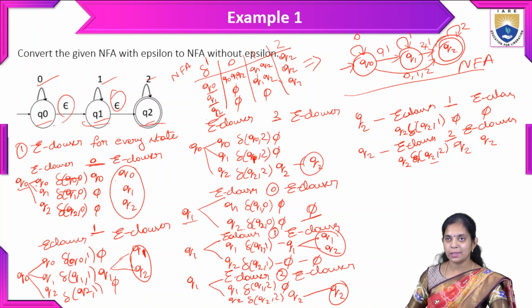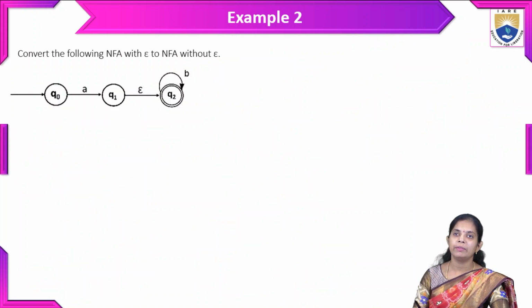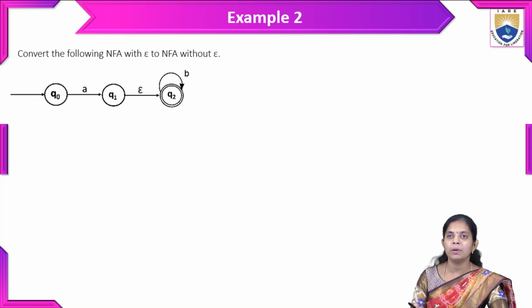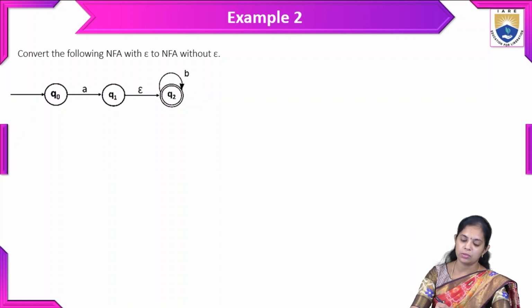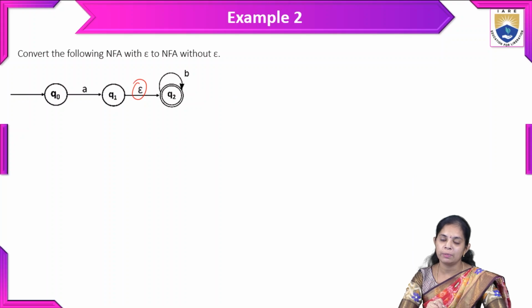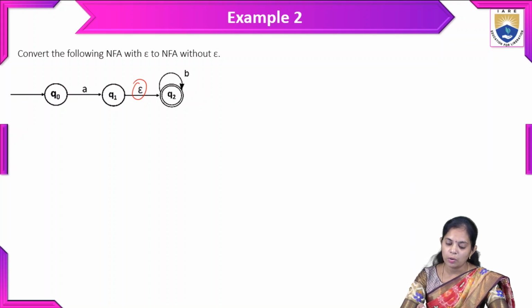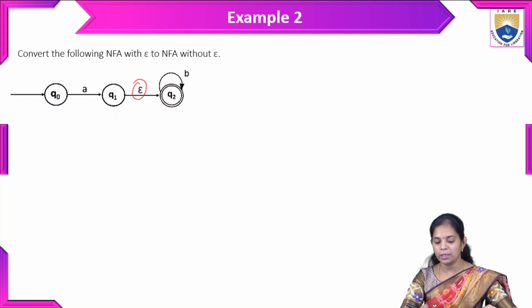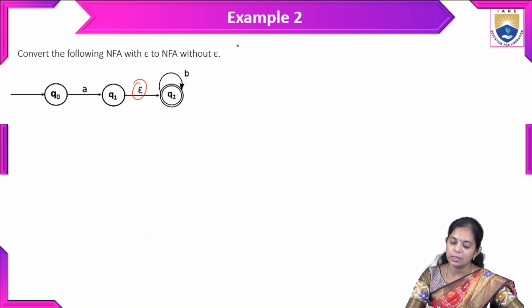And this is the first example, and the second example we will discuss. By seeing this diagram, we can say that it is an epsilon NFA. So we just want to remove the epsilon transitions from the given NFA. So what is the first step we need to find? The first step is to find the states.